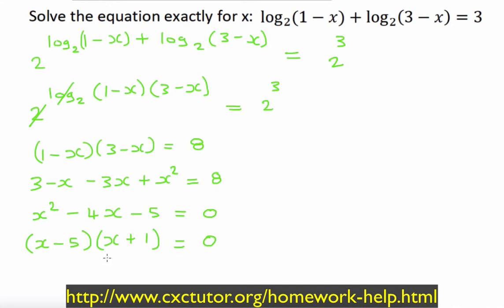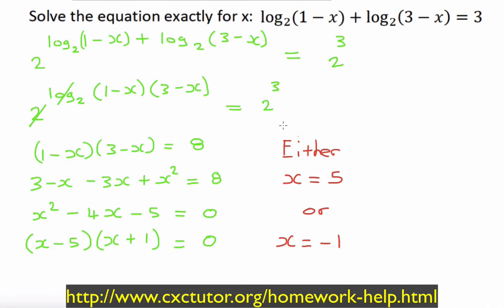Now, with all quadratic expressions, you have two possible answers. So either x is equal to 5 or x is equal to minus 1. Now, for most students, they will generally stop here and assume that the question has two answers. But you have to remember what kind of function you're dealing with. You're dealing with a logarithmic function. Therefore, the domain of the logarithmic function cannot include negative numbers.